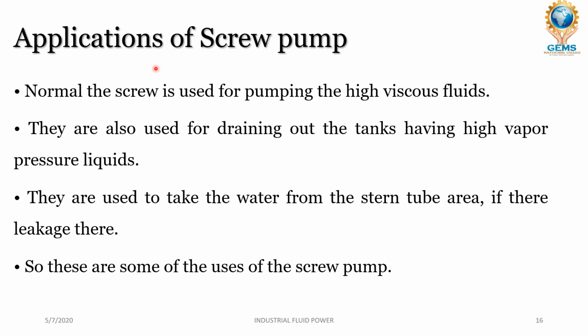What are the applications of screw pumps? Normally, the screw pump is used for pumping highly viscous fluids. They are also used for draining tanks having high vapor pressure liquids. They are used to take water from the stern tube area if there is leakage there. So these are some of the uses of the screw pump.